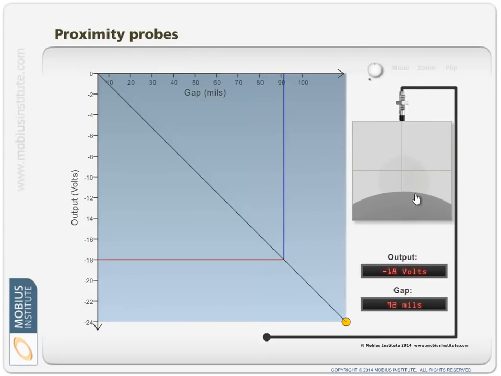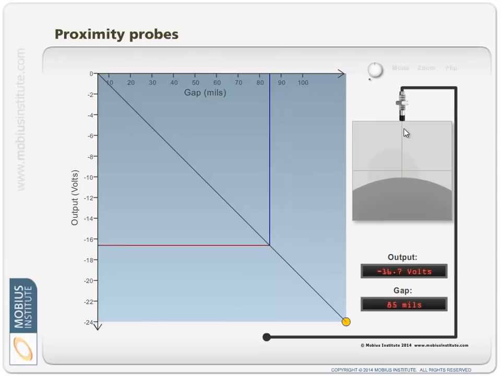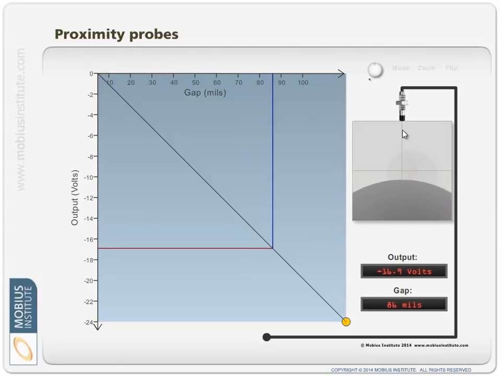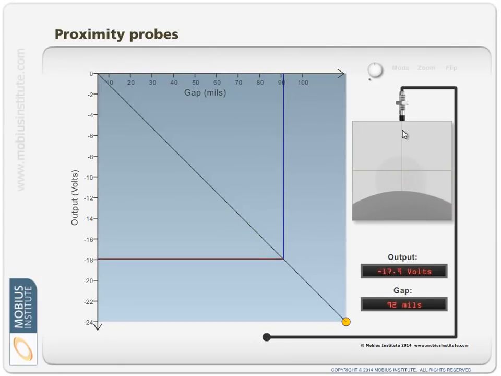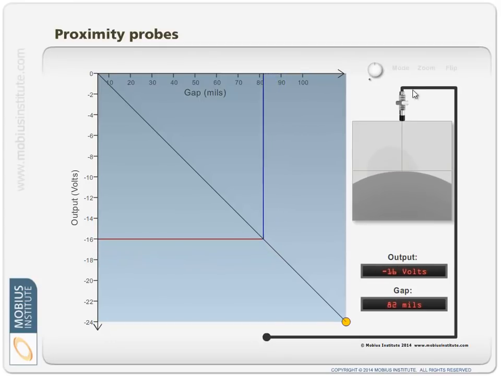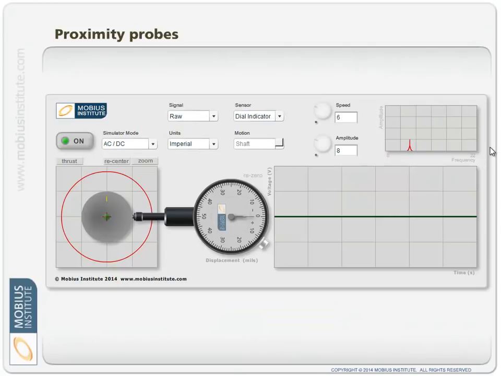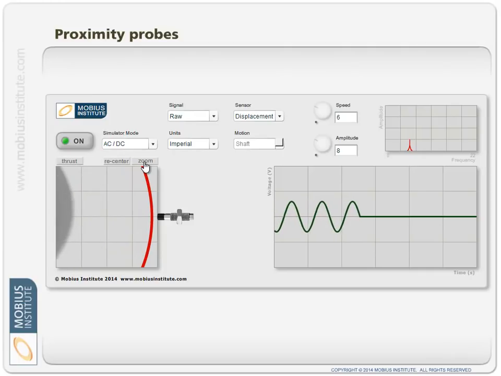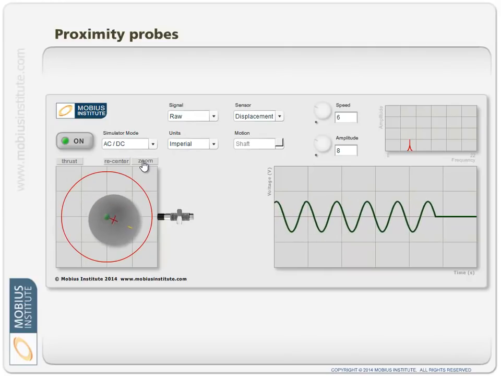If I zoom in closer so that we can really see what's going on, it's not seeing so much of the side-to-side motion, just looking at the surface of the shaft as it moves towards it and away from it, we see this cyclical motion, and we can see it as a sine wave as well. Anyway, going on to the next simulator, let's change that to my proximity probe. We can turn on our shaft, and again, we've got this motion, however you want to look at it, but you'll see that it's a sinusoidal motion.